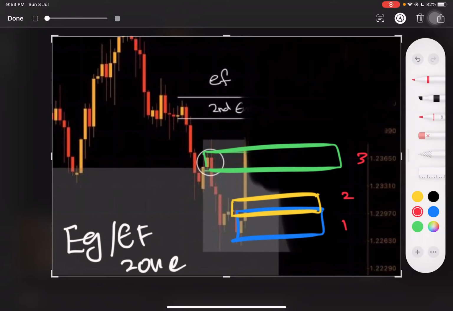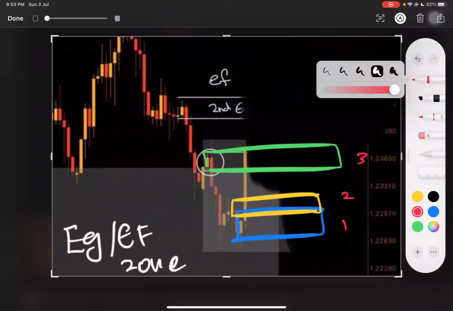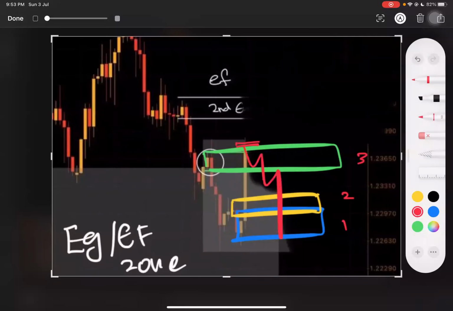We need to wait for the pullback. If you're not patient enough, let's say you actually buy here, suddenly price reverses. Oh my god, you're going to margin call your account. So don't do like that.